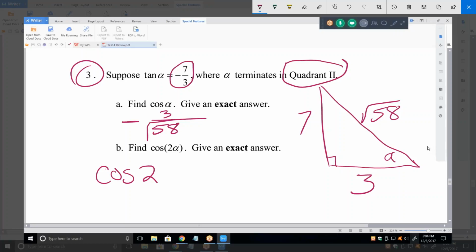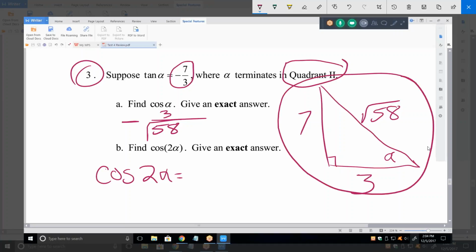Give me any identity you want. Any of the three are going to work because we're looking at the triangle, so we can calculate all 6 trig functions if we wanted to. So just give me one of the 3 identities. It's the easiest one. Tangent. Now for cosine of the double angle, there's 3 different identities. Got to memorize these.